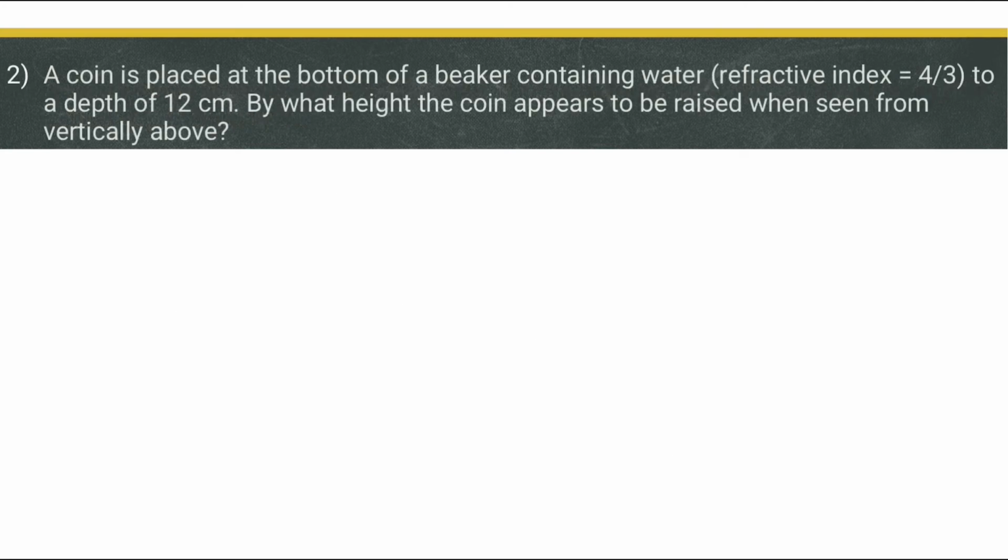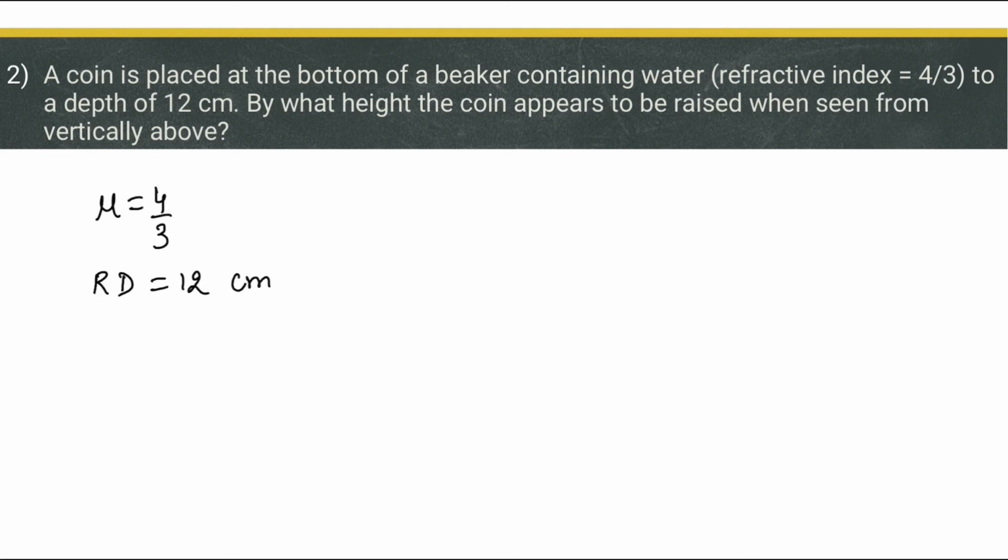Second numerical. A coin is placed at the bottom of a beaker containing water to a depth of 12 centimeter. By what height the coin appears to be raised when seen from vertically above? So here what is given to us? Mu is given 4 by 3, and at what depth the coin is placed? That means real depth is given, 12 centimeter. We want to find out by what height the coin appears to be raised.